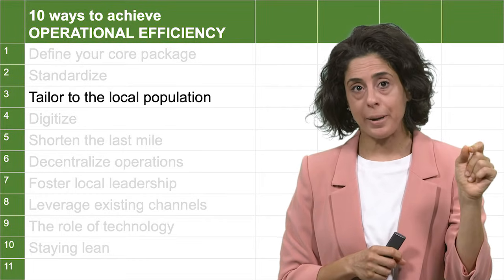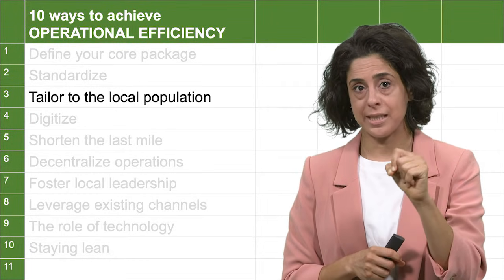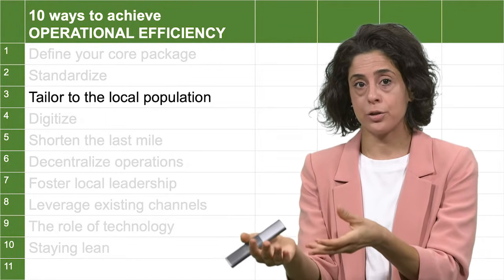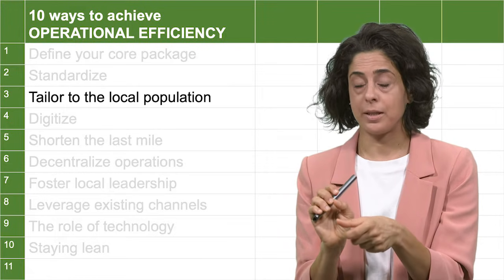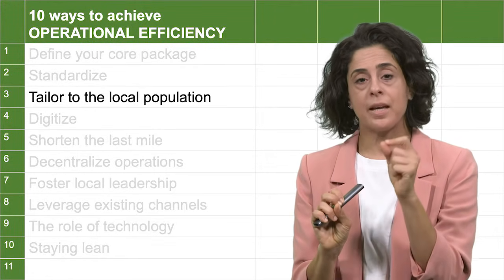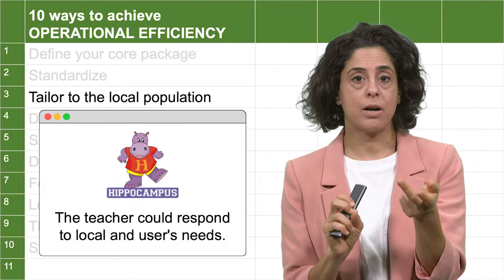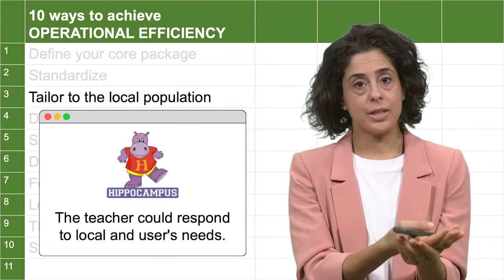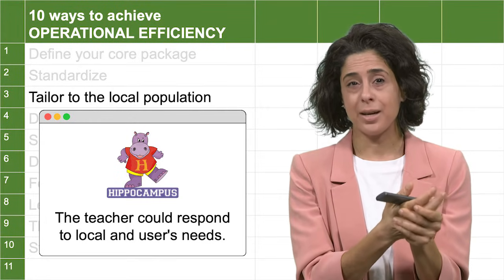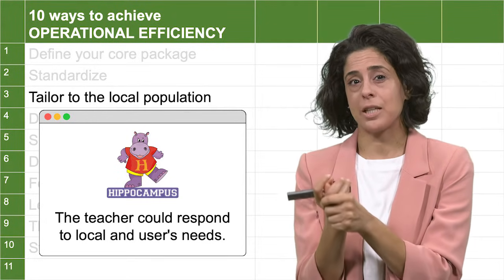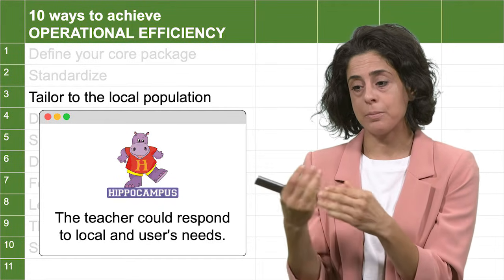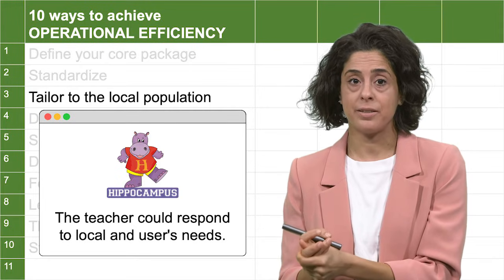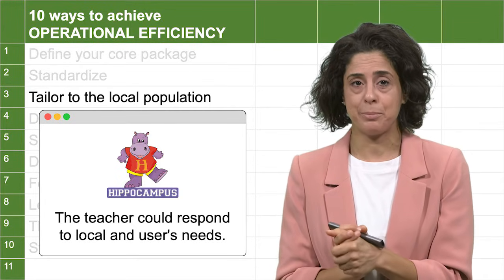So when you define your core package and your non-negotiables so that you can standardize, you want to give the people at the last mile who are offering your solution the freedom to tailor as well, a little bit, to the degree possible. And the example of this is Hippocampus. We talked about how they defined their core package, which was their curriculum. They standardized it through training, protocols, checklists, etc. But then they made the teacher the boss of the early learning centers so that the teacher could respond to local end users' needs, including the students and the parents. So that's really important to keep in mind.